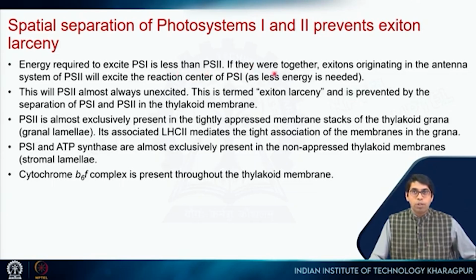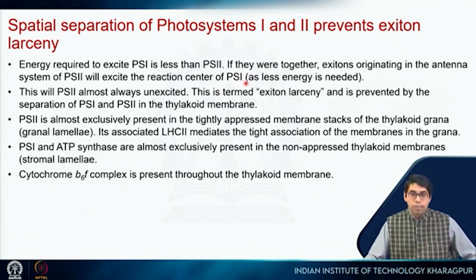Now if both were together, then the excitons originating in the antenna system of photosystem 2 will excite the reaction center of photosystem 1, because less energy is needed for photosystem 1, right? So instead of exciting photosystem 2, all the excitation will happen for photosystem 1. So this is where photosystem 1 will actually steal the excitons from photosystem 2. That is the larceny, right?